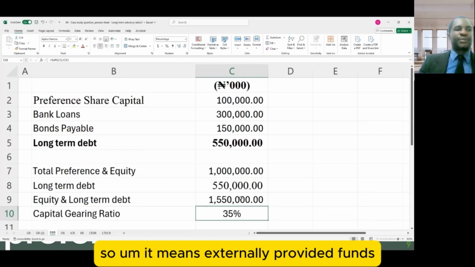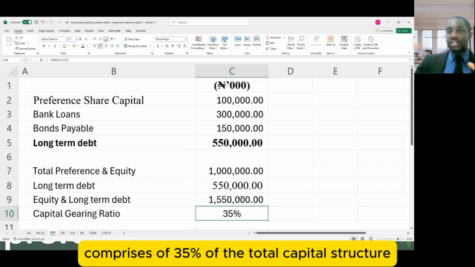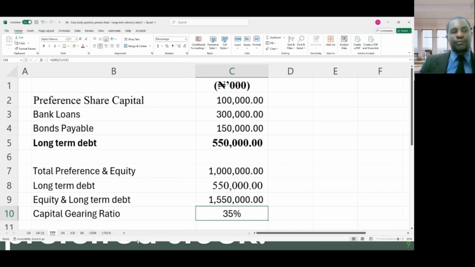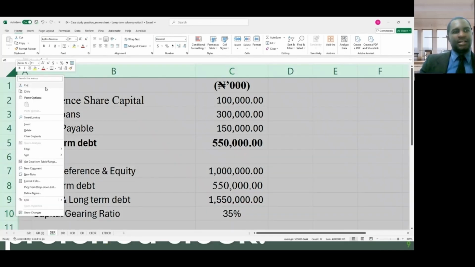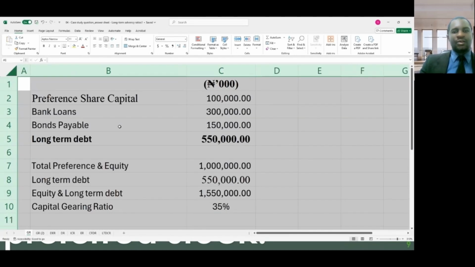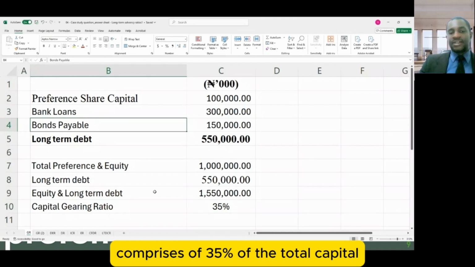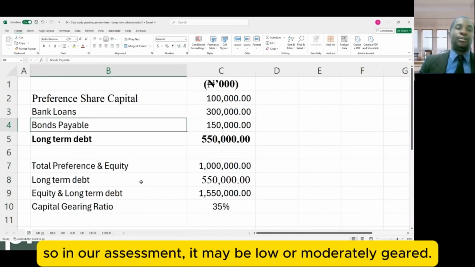35%. So it means externally provided funds comprise 35% of the total capital structure of the company. Very, very important, so take note of that. External providers of capital comprise 35% of the total capital structure. So in our assessment, it may be low or moderately geared.